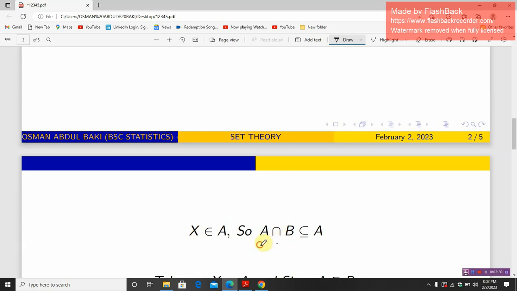Hope you get me right. Which means there is an X which can be found in A. If it can be found in A, then the intersection A intersection B is a subset of that set A, in which that same X can be found. So this is what it is all about.